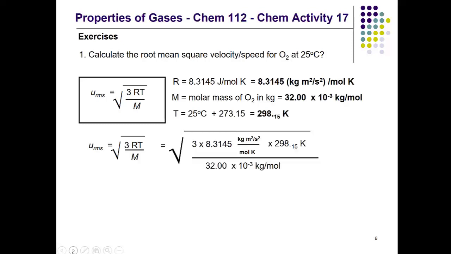So now let's plug in the values. I hope you see that when we plug in the values in this fashion, well, indeed, the kilograms are going to cancel. Our Kelvin will cancel. Our moles will cancel. And then we're simply left with the units meters squared per second squared. But of course, we're taking the square root. So we'll have the final units of meters per second. So then I do the mathematics, and then I'm going to take the square root, and I end up with 482 meters per second. Now, I'd like you to reflect on this number for a minute.